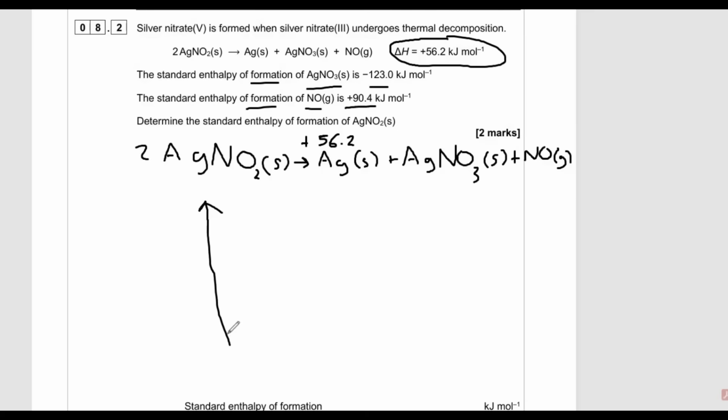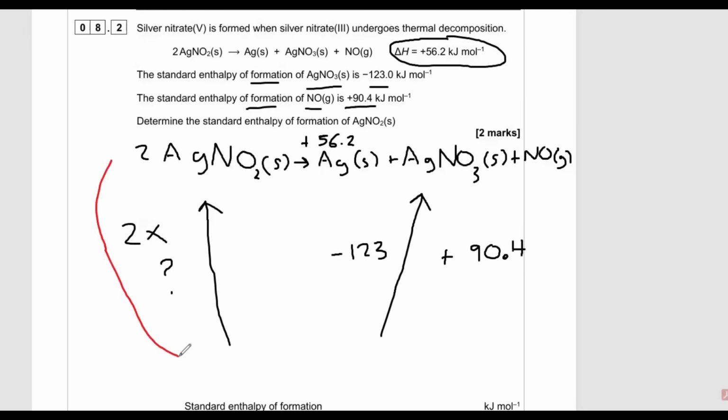So my arrow to the reactant is going up, and we actually don't know the enthalpy of formation of AgNO2. And my arrow to the products is also going up because we're forming it from the elements. So at the bottom, I could write silver, I could write nitrogen, I could write oxygen. I haven't bothered, but I could do that. So the arrow going up on the right hand side is plus 90.4, and that is for the formation of NO. And then I've got the formation of the AgNO3, which is minus 123.